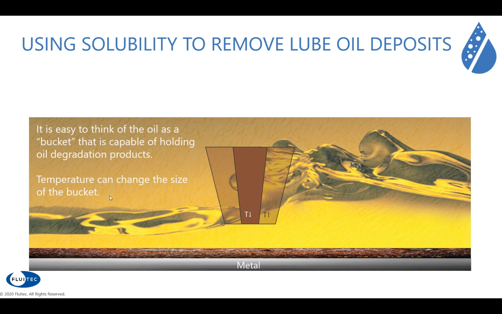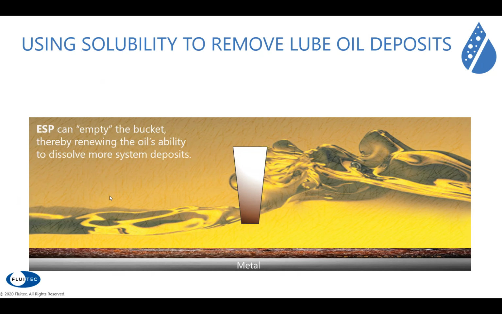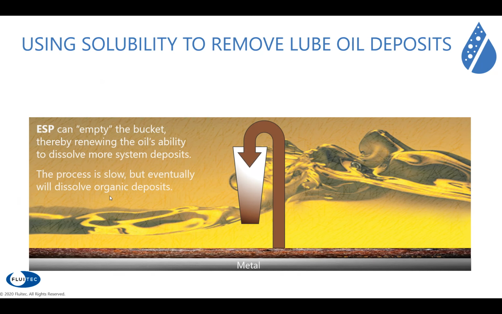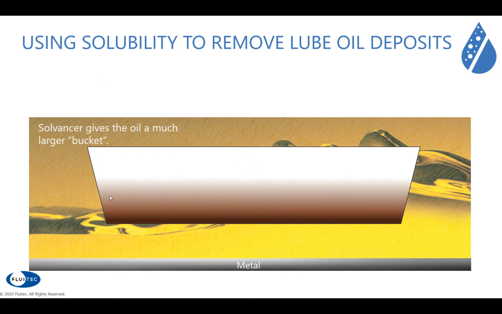And just look at this solubility as a bucket. Normally it's affected by temperature. The lower the temperature, the smaller the bucket. Or we can also use an ESP technology, which is then slowly bringing back the reversible amount of varnish. But the solvency effect is much more efficient and can offer a much larger oil bucket, a varnish bucket, as you can see on this drawing, where you can see that the metal is then becoming totally varnish free.